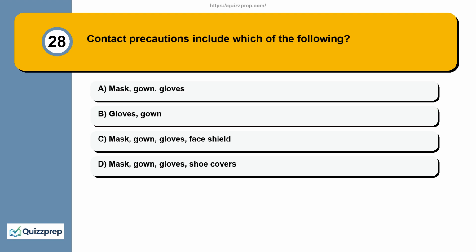Question 28. Contact precautions include which of the following? Mask, gown, gloves; gloves, gown, mask; gown, gloves, face shield; mask, gown, gloves, shoe covers.